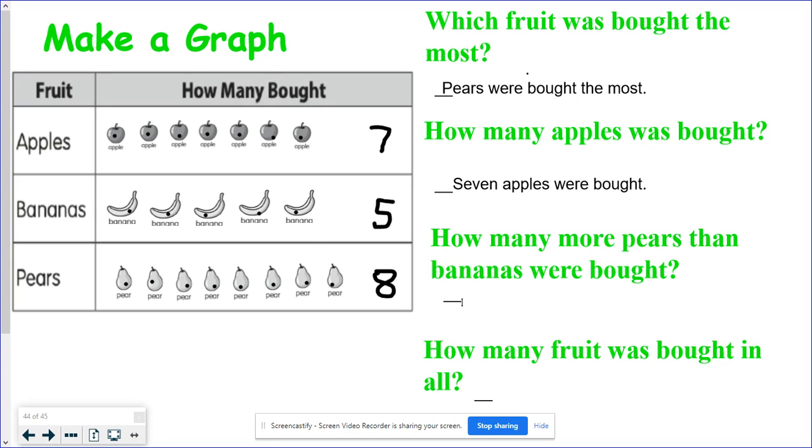Our next question, how many more pears than bananas were bought? For this question, we're going to do a little bit of subtraction. We know that there were more pears than bananas because 8 is bigger than 5. So we need to do 8 minus 5. Go ahead and pause the video and see if you can do that yourself. And then press play when you're ready to have me check your work.